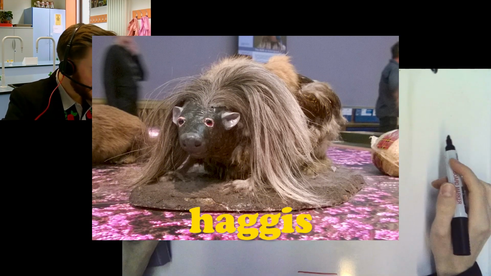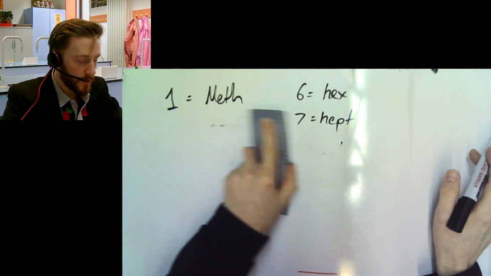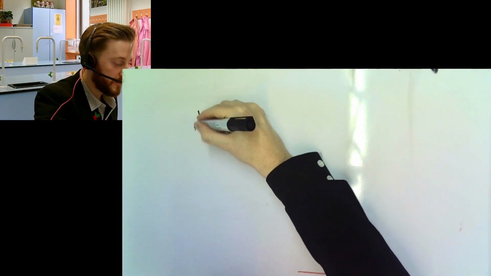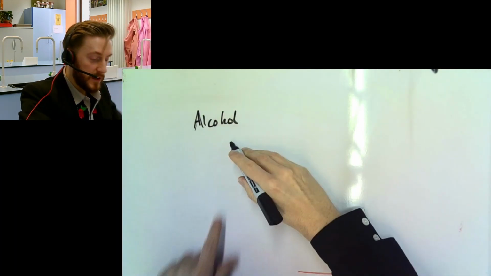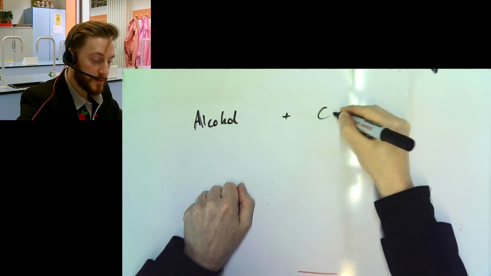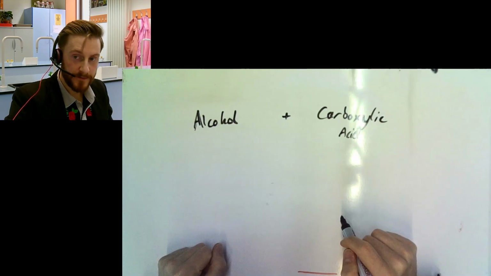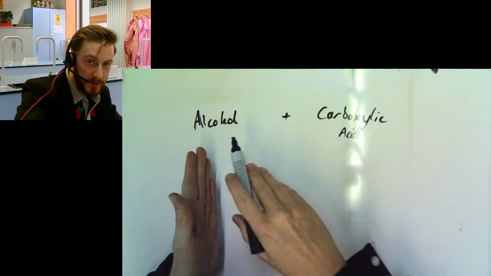Okay, so if we know our 1 to 10, and I'm going to assume moving forward that we do, we can name our esters. Now, an ester is made of two parts. Like I said, that link in between links the two parts. One part comes from an alcohol, and the other part comes from a carboxylic acid. So the two different parts is what makes an ester. And the name of my ester is going to be based on these two parts.